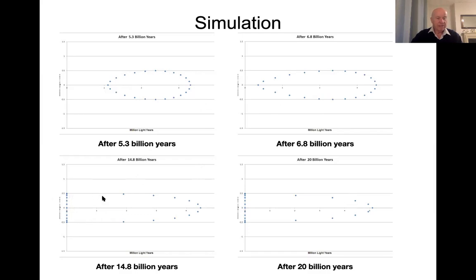And after 14.8 billion years, you can see that these parts of the spherical shape have merged with the other part of the galaxy. So this then represents the spiral arm after 20 billion years. It's extended to this sort of position.